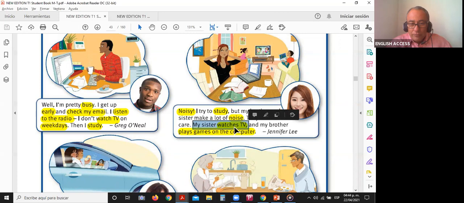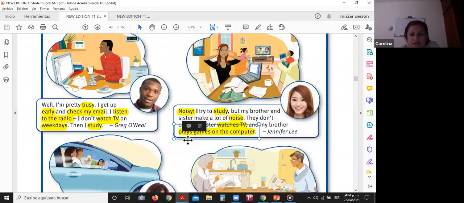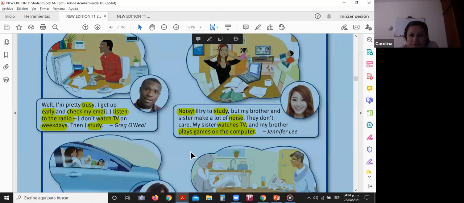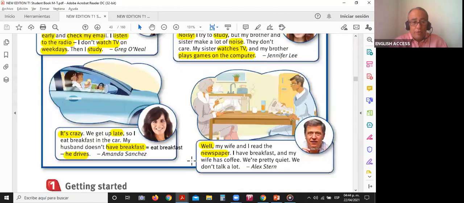You see here? E-S to change the verb. Carolina, can you read please this part? My brother plays games on the computer. Plays games. Very good. That's the way we change the verb for third person.